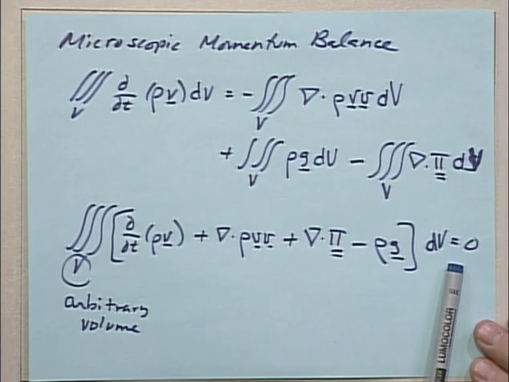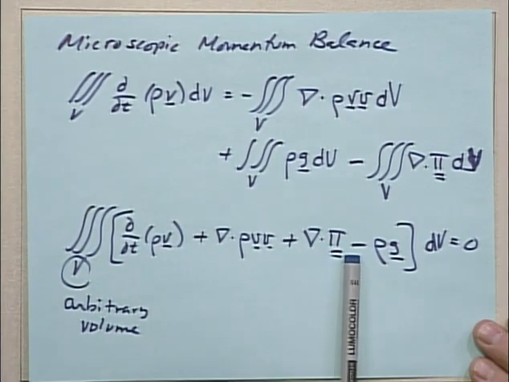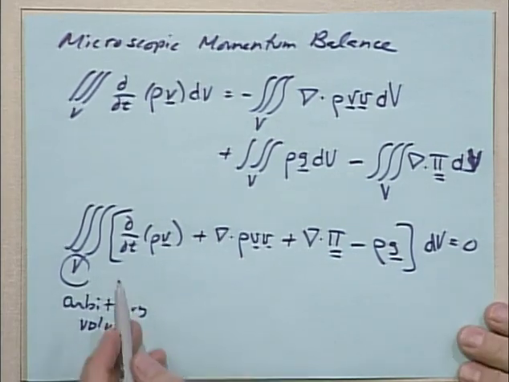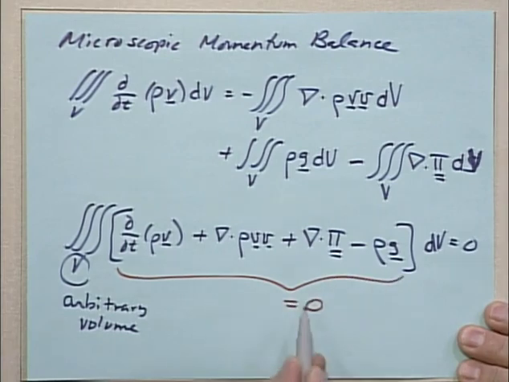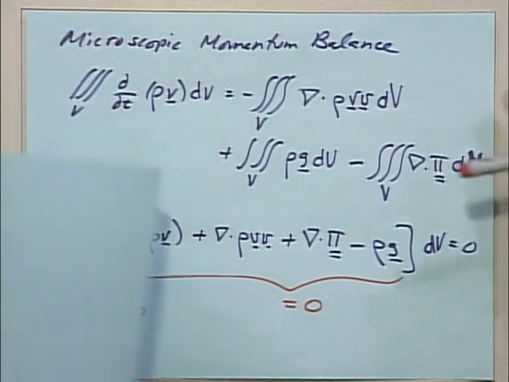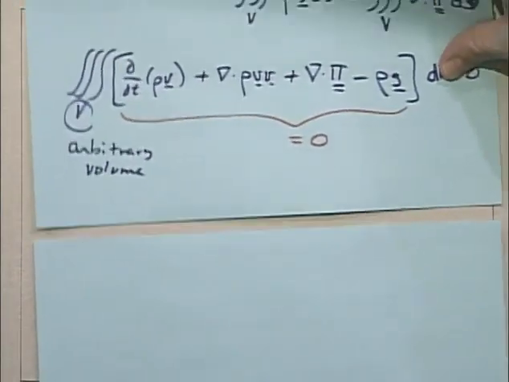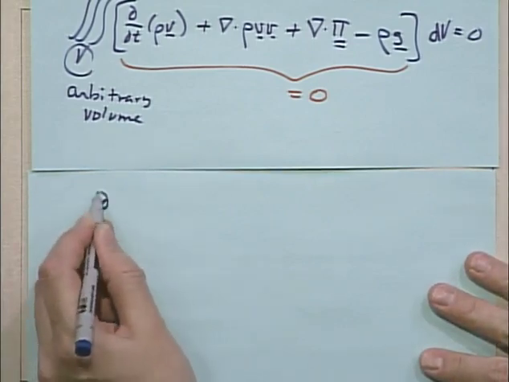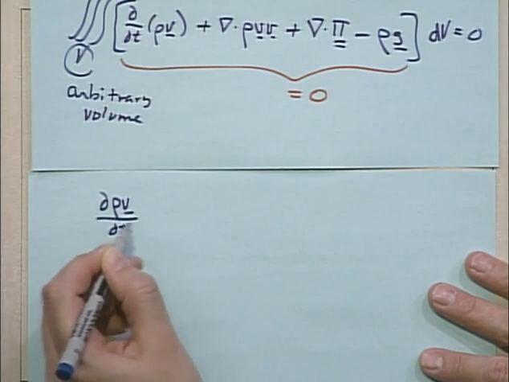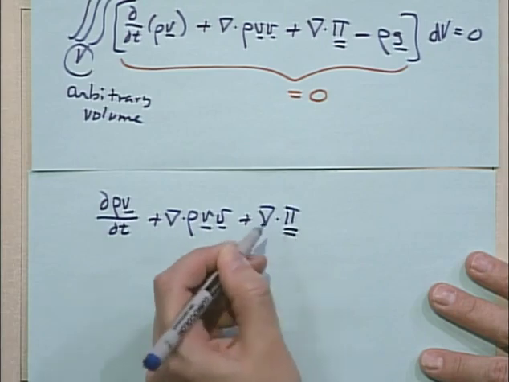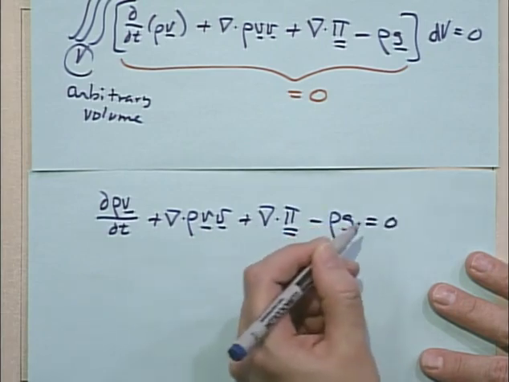There's only one function in the world that you can integrate over any possible limits and always get 0, and that's the 0 function. So that must mean that what's between the square brackets itself must be 0. So we can drop the integral signs. And we get partial rho v with respect to t plus del dot rho v v plus del dot pi minus rho g equals 0.